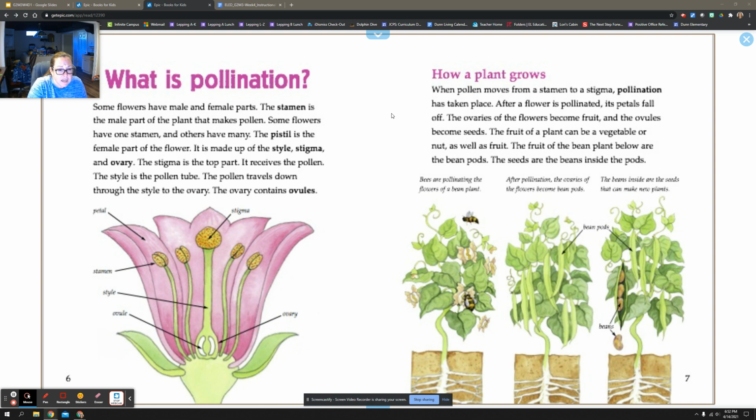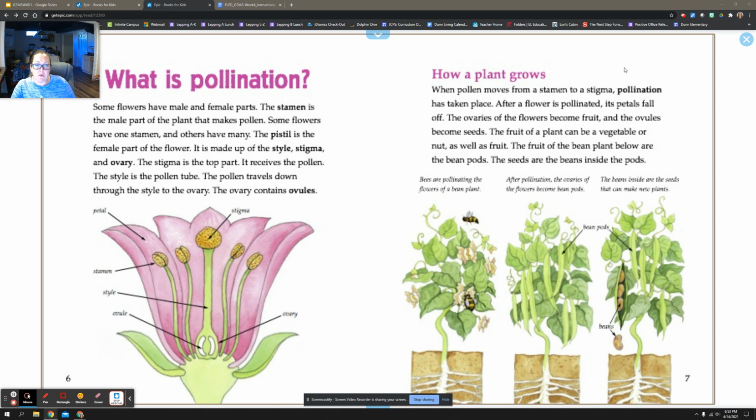The ovary contains ovules. Trying to see where the pollen is going to come in through the stigma and it's going to travel down through the style, which, okay, this is the style, down to the ovary where the ovule is. Okay, so pollen's got to come all the way down into here.